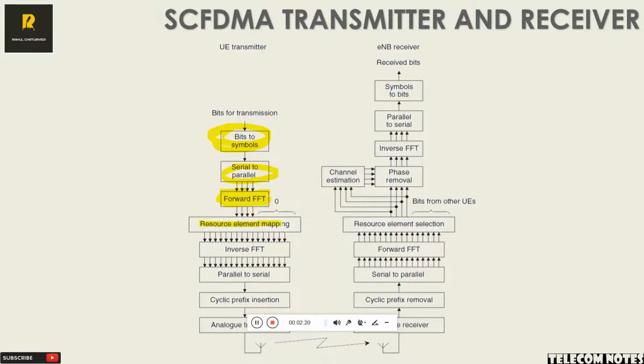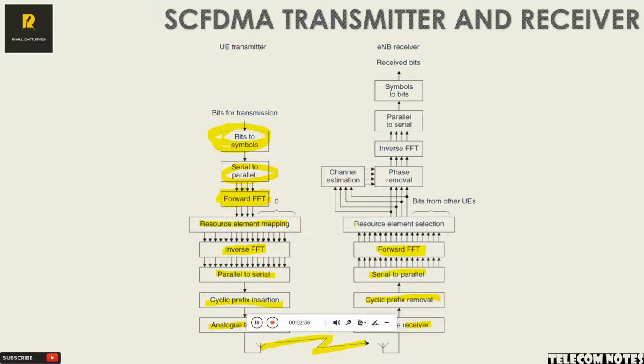Then resource element mapping. After that, the same in case of OFDM also, we are having IFFT, parallel to serial converter, cyclic prefix insertion, analog transmission, and that particular data has been transmitted. And at the receiver end, it has an analog receiver, cyclic prefix removal, serial to parallel, forward FFT for cancelling the effect of inverse FFT.